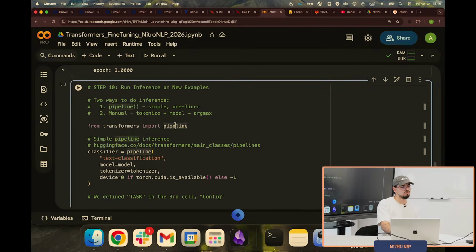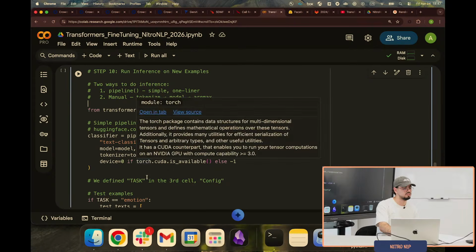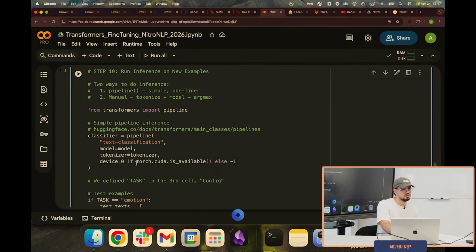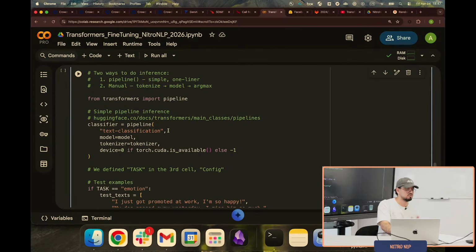Okay, now you ask, how would you run on new examples? You split your data, but you want to run on new examples. You have 2 ways of doing that: through the pipeline method, which is a simple one-liner, which I would use personally, or doing it manually. So basically, you tokenize it yourself, you load in the model, and you perform the argmax function as well in order to take the probabilities for your classification result. I'll present you both methods.